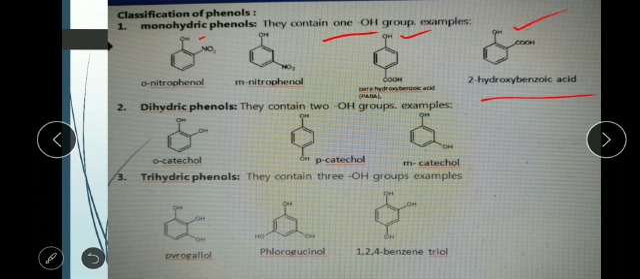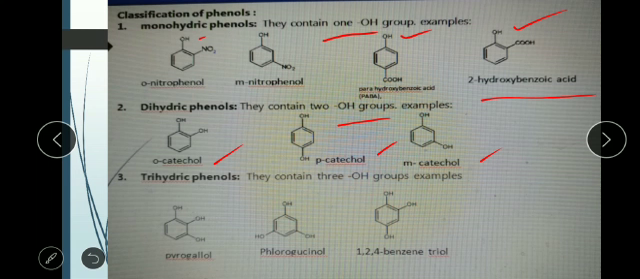Now dihydric phenols, this is the second class. They contain 2 OH groups or hydroxyl groups. Means when any benzene contains 2 OH groups, then it is called dihydric phenol. Example, catechol, ortho, para and meta. Catechol is the structure in which 2 OH groups are present.